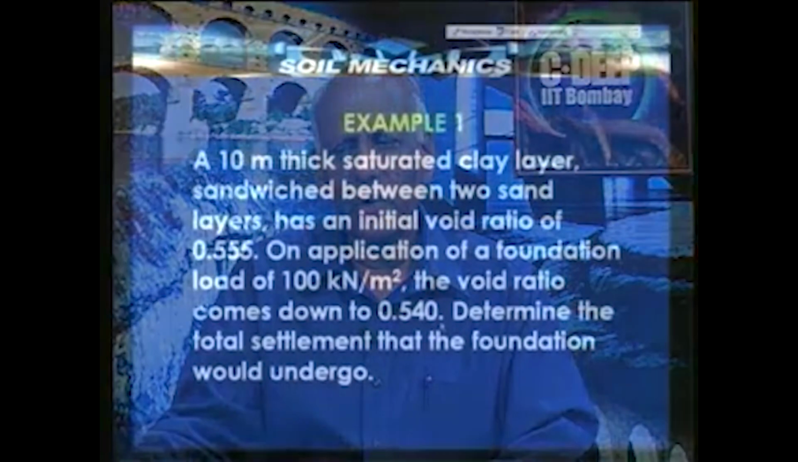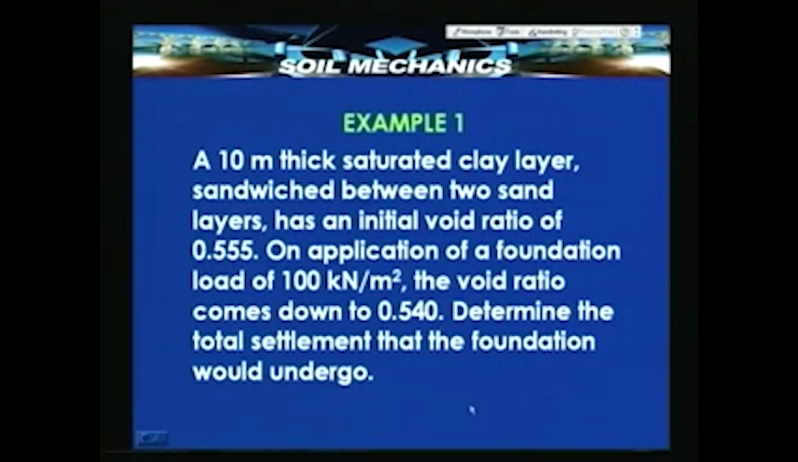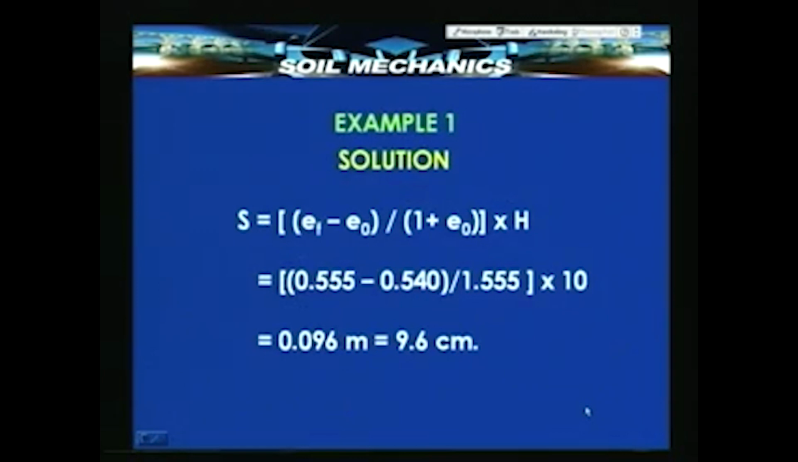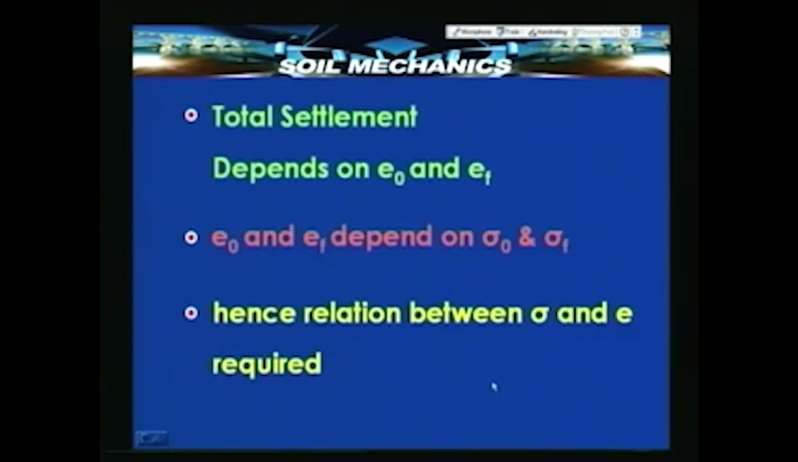Suppose we take one simple example now. A 10 meter thick saturated clay layer sandwiched between two sand layers has an initial void ratio of 0.555, a final void ratio of 0.540, and a load applied equal to 100 kilonewtons per meter square. What will be the corresponding settlement? The corresponding settlement will be change in void ratio divided by the original volume, which is 1 plus E 0, multiplied by 10, that is 0.096 meters or 9.6 centimeters.